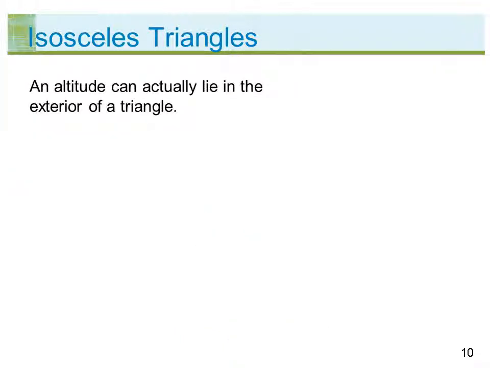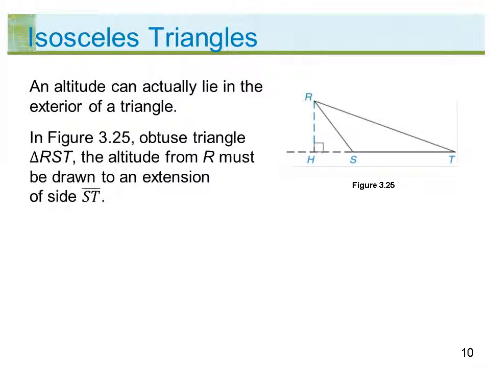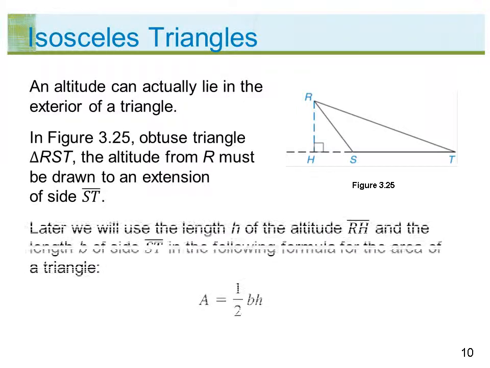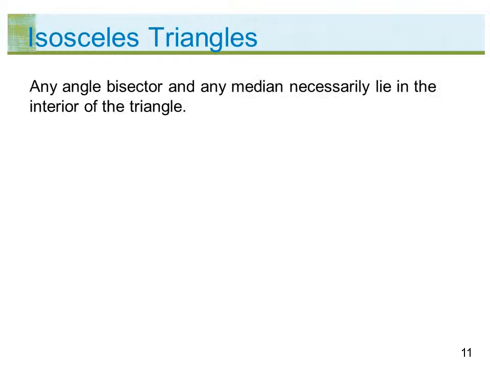An altitude can actually lie in the exterior of a triangle. In Figure 3.25, obtuse triangle RST, the altitude from point R must be drawn to an extension of side segment ST. Later we will use the length h of the altitude RH and the length b of side ST in the following formula for the area of a triangle. Area equals 1/2 base times height. Any angle bisector and any median necessarily lie in the interior of the triangle.